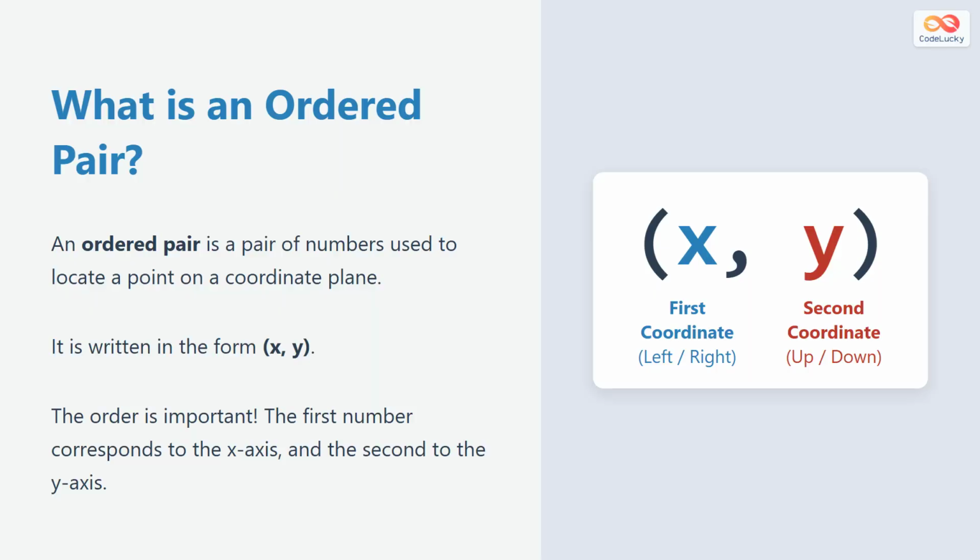So, what exactly is an ordered pair? Simply put, it is a pair of numbers used to locate a specific point on a coordinate plane. It is always written inside parentheses, separated by a comma. The first number represents the x value, and the second number represents the y value. The order is crucial. Switching the numbers changes the location.